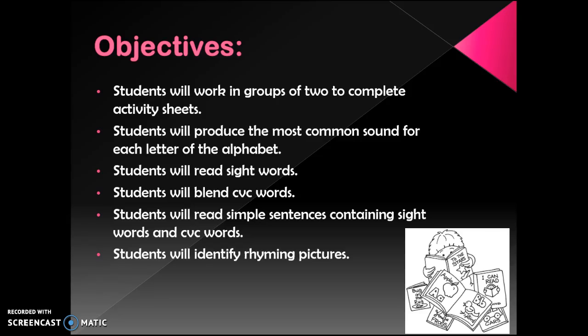My objectives for KPALS will be as follows. Students will work in groups of 2 to complete activity sheets. Students will produce the most common sound for each letter of the alphabet. Students will read sight words. Students will blend CVC words. Students will read simple sentences containing sight words and CVC words. And students will identify rhyming pictures.